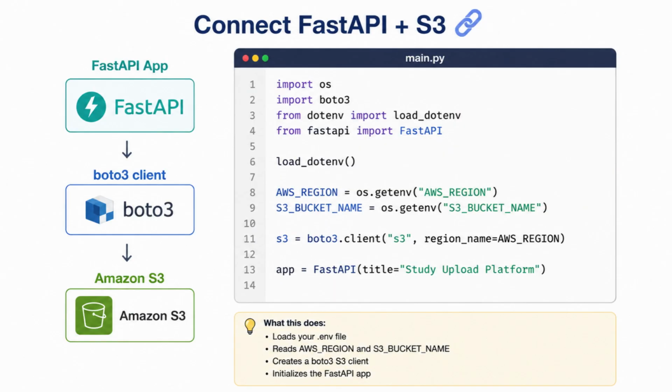Now we connect our FastAPI application to Amazon S3 using the Boto3 library. We load the configuration, create an S3 client, and from this point on, our Python code can upload files directly to cloud storage with just a few API calls.